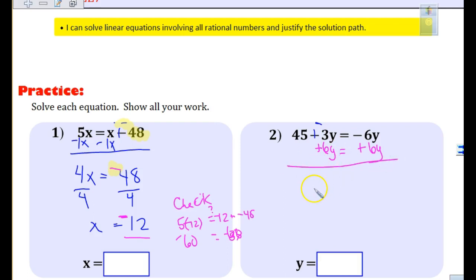If you were writing down what we have left, Layla, what am I going to have on the left side? 45 minus 3y equals. Oh wait, I just added 6y to negative 3y. So 45 plus, say it again, 3y equals, y? I don't know. Oh yeah, negative 6y plus 6y.